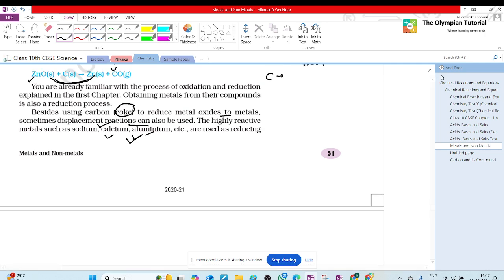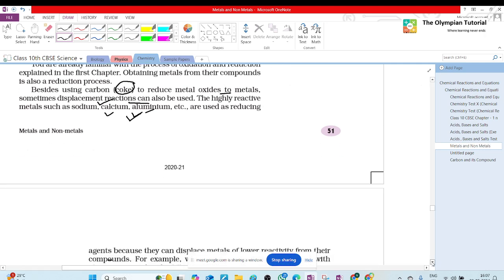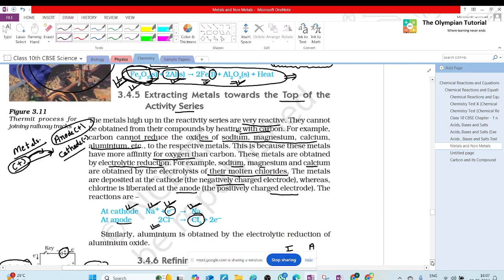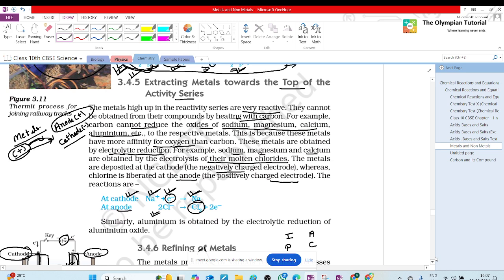Extracting metals towards the top of the reactivity series. The metals high up in the reactivity series are very reactive. They cannot be obtained from their compounds by heating with carbon. For example, carbon cannot reduce the oxides of sodium, magnesium, calcium, aluminium, etc. to the respective metals. This is because these metals have more affinity for oxygen than carbon. These metals are obtained by electrolytic reduction. For example, sodium, magnesium, and calcium are obtained by the electrolysis of their molten chlorides.